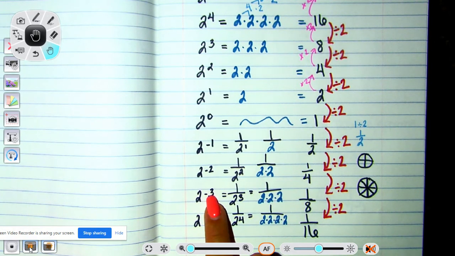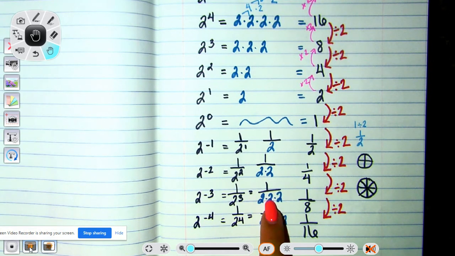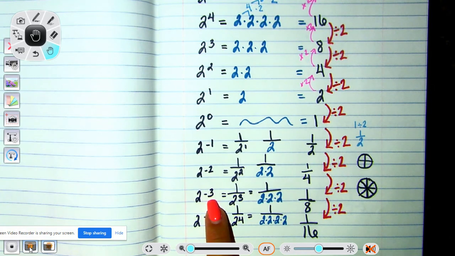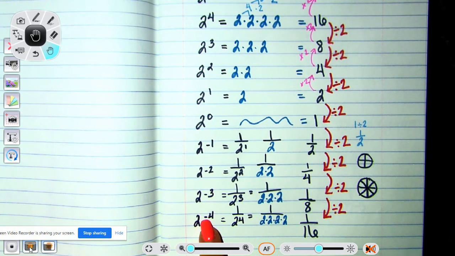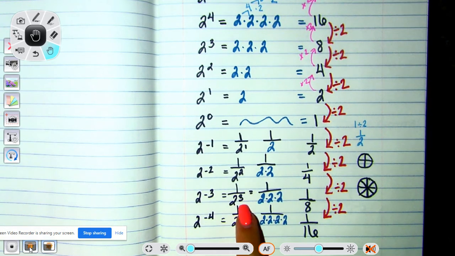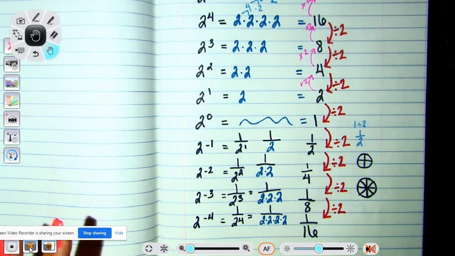2 to the negative third power, you think of 1 divided by 2 times 2 times 2 because of your 3 here, which is really 1/8. 2 to the negative fourth power would be 1 divided by 2 times 2 times 2 times 2 because of your exponent 4, which is really 1 divided by 16, or 1/16. So we're going to use all of this as we recap our negative exponents again today.